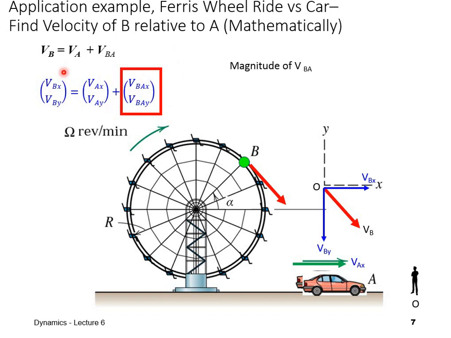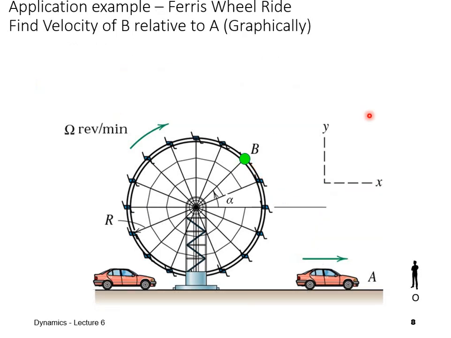In matrix form, what is the magnitude of VBA? The magnitude of VBA can be obtained from this equation. What about the direction? For the direction, you can use trigonometry to determine the direction of VBA.